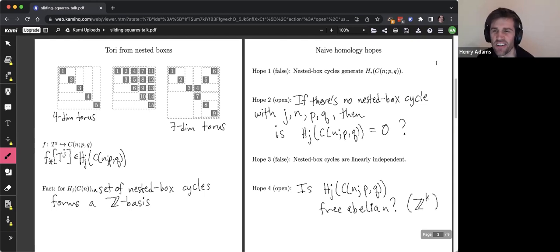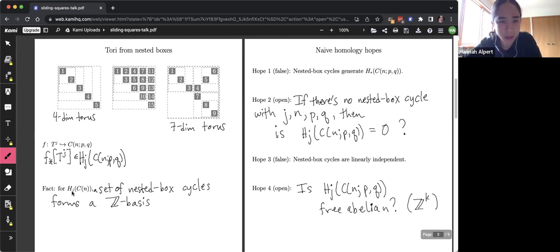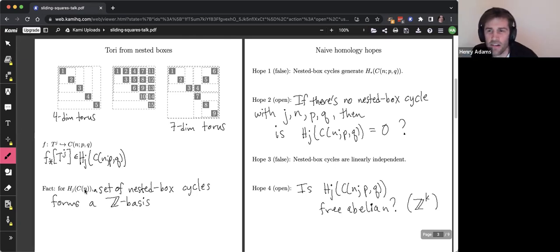Hannah, can I ask a question? Sure. Somehow I've got myself confused. So let's start out with the fact on the bottom left. A set of nested box cycles forms a Z basis, and this is in the unbounded plane, right? So by Z basis, you mean it's a Z generating set and also some independence properties? Right. So that the J homology of the configuration space of n points in the plane is Z to the k for some k. Yep.